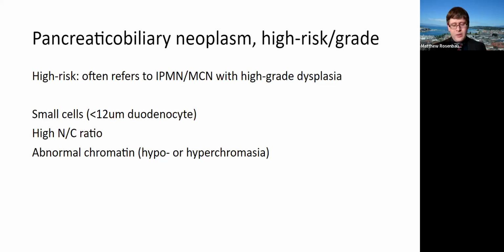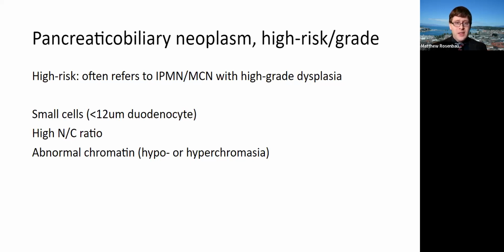So just to pull out one diagnostic category to very quickly talk about, because I think this is one people often have trouble with, is pancreatobiliary neoplasm, high risk, high grade. So that's sort of that one. This one is tricky because people often think of high grade things being large atypical cells. In this case, these are actually often small cells.